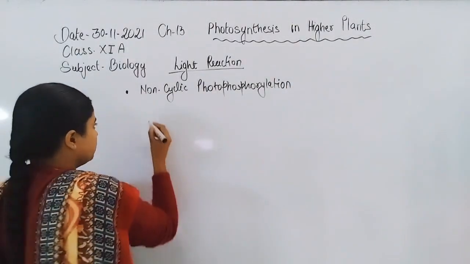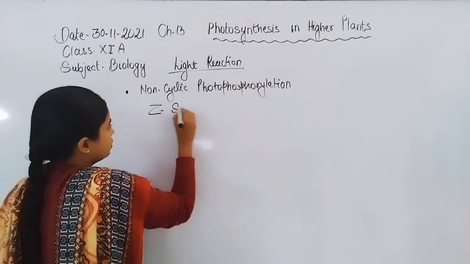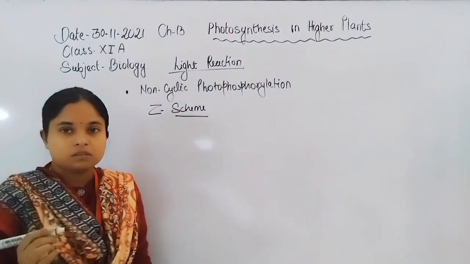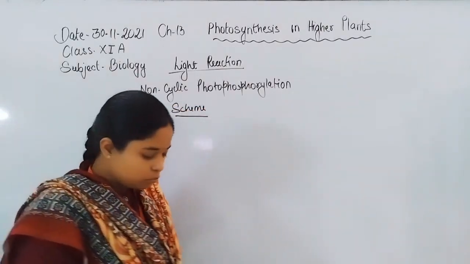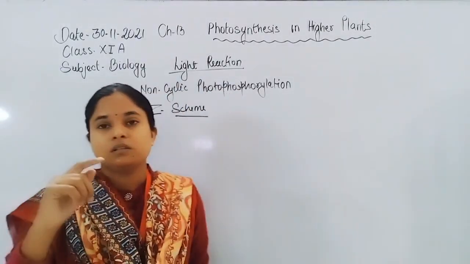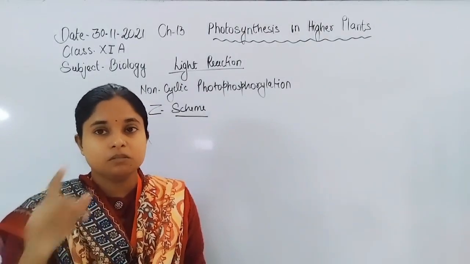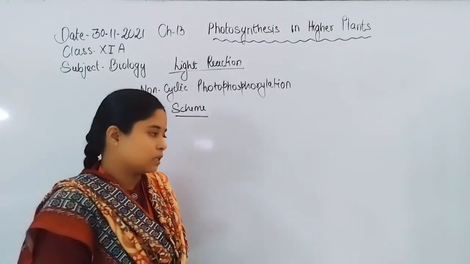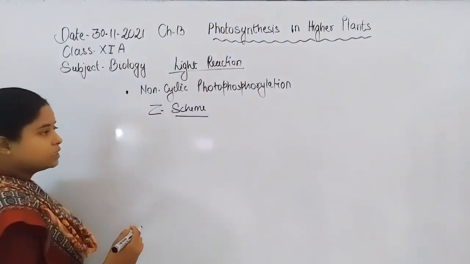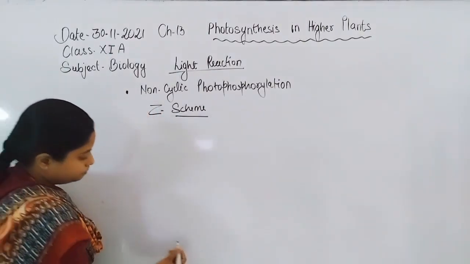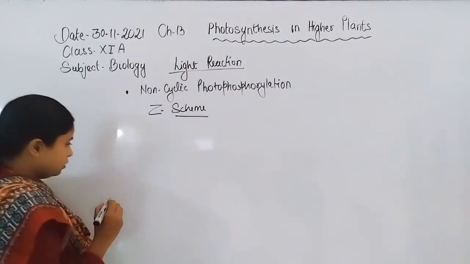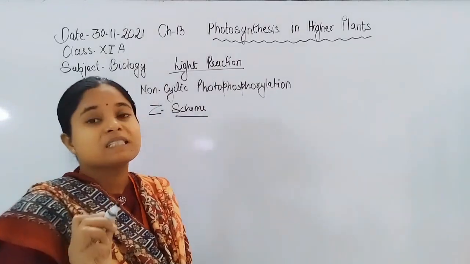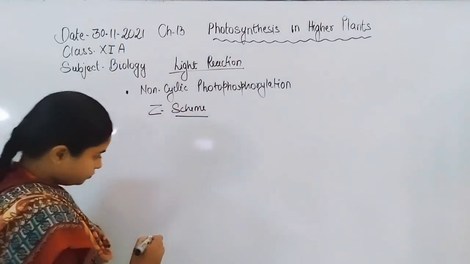Non-cyclic photophosphorylation is also known by the name Z-scheme, because the reaction moves in a zigzag manner. That's why this process is known as the Z-scheme. Now, first, in the thylakoid membrane there will be the presence of photosystem II, P680.